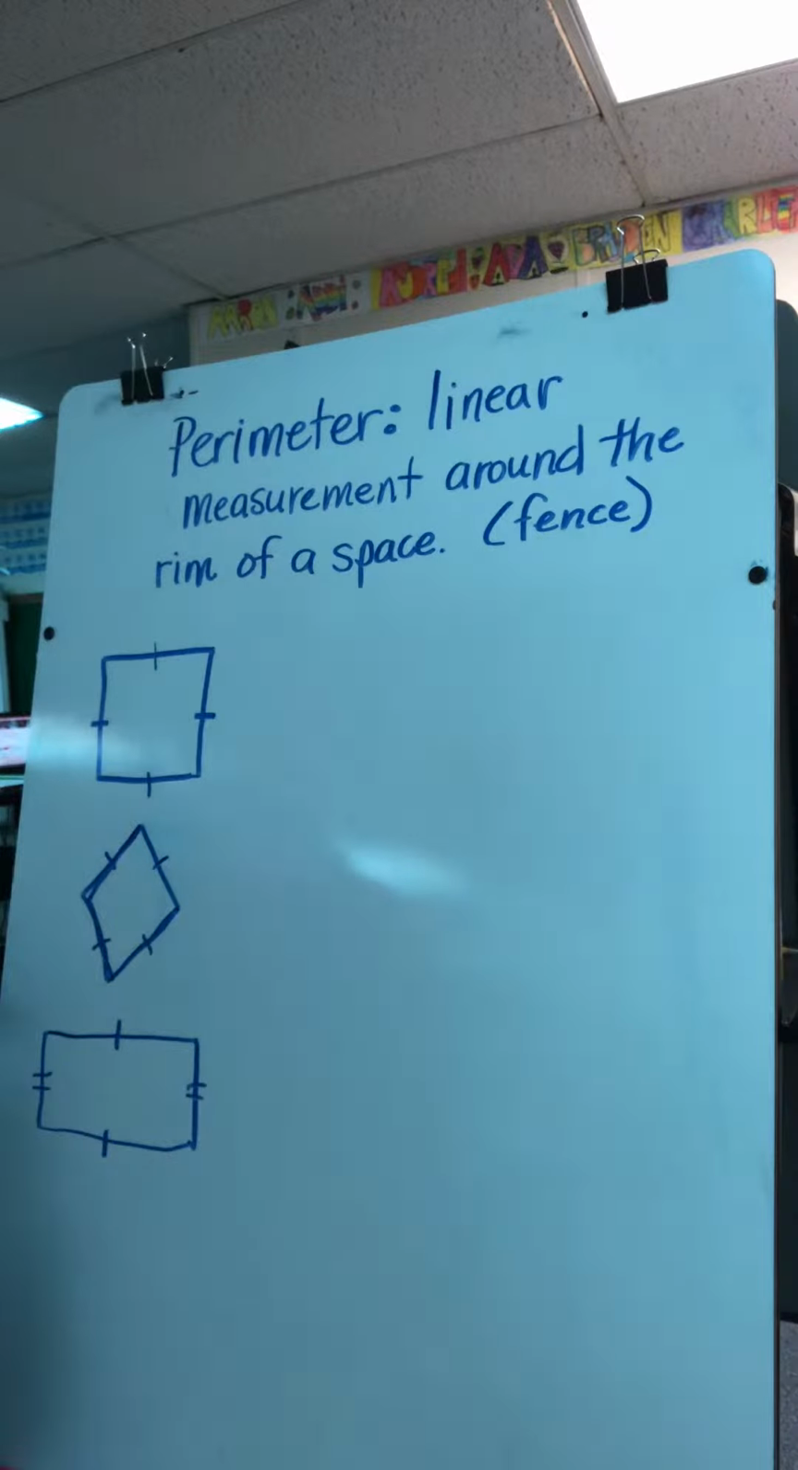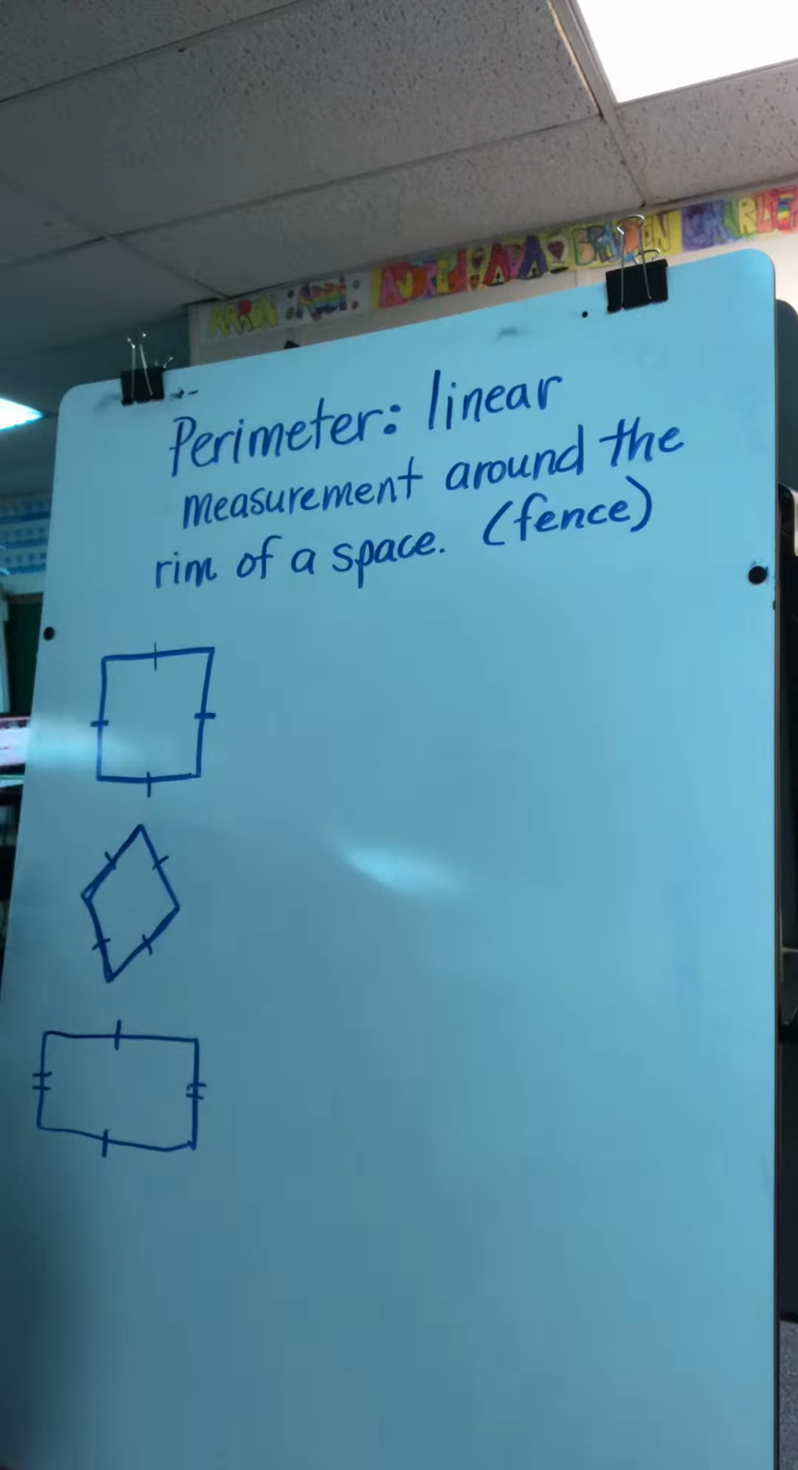In class, we've been talking about different quadrilaterals and the different attributes that they have. We've talked about how a square has sides that are all the same length, or they are congruent. A rhombus also has congruent sides, and a rectangle has adjacent sides that are congruent, but they're not all congruent. So this week we're tying that into perimeter and talking about different ways to solve for perimeter when we know the attributes of a quadrilateral.